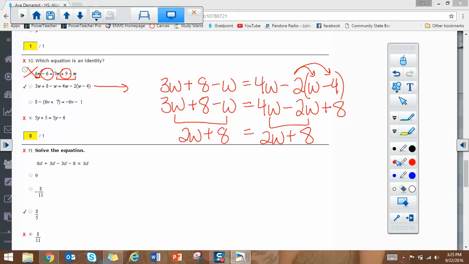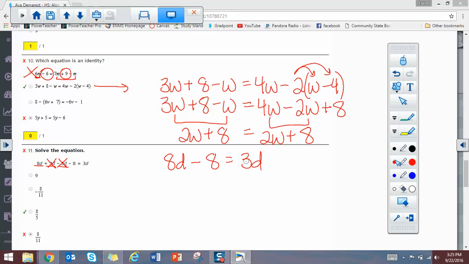Number 11 is asking you to solve an equation. We have a whole bunch of like terms over here on the left-hand side. 8d plus 3d minus 3d. The positive 3d and the negative 3d cancel each other out. So we end up with 8d minus 8 equals 3d.